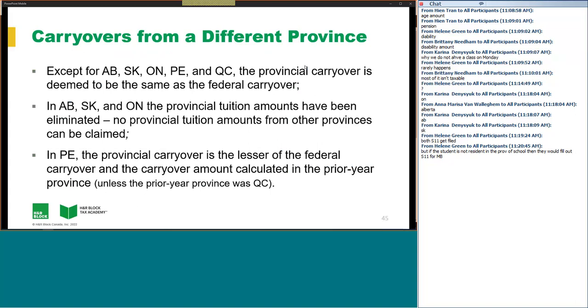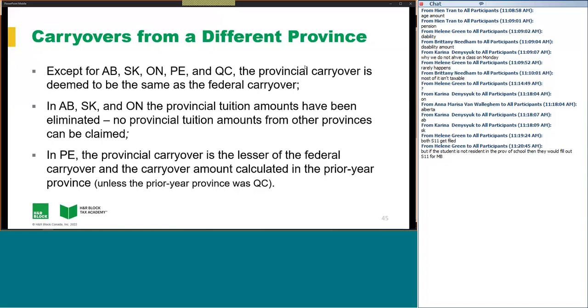Then we have the fun one, which is carryover. So we've talked about transferring in the year you have tuition to another person. We also have the problem, what happens if you do all your school in one province and then you move to a different province and you want to use your carry forwards because you haven't needed them in the past, you had low income while you were a student, then you moved to a different province, got a really good job and have lots of income and you want to claim your tuition credits now. How does that work? Well, except for Alberta, Saskatchewan, Ontario, PEI, and Quebec, we're not going to deal with Quebec, except for those ones, what you get is not whatever you had for your provincial carry forward.